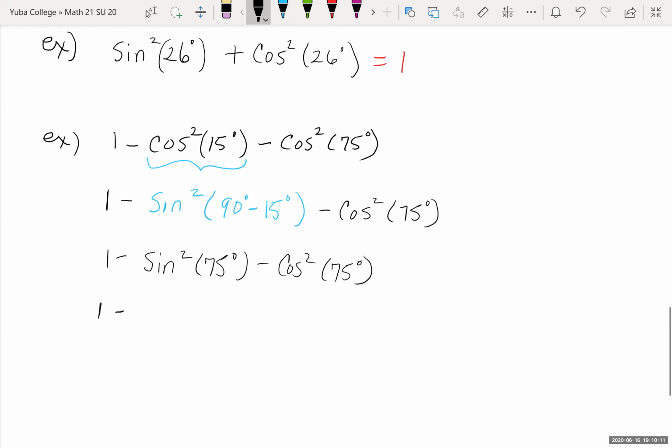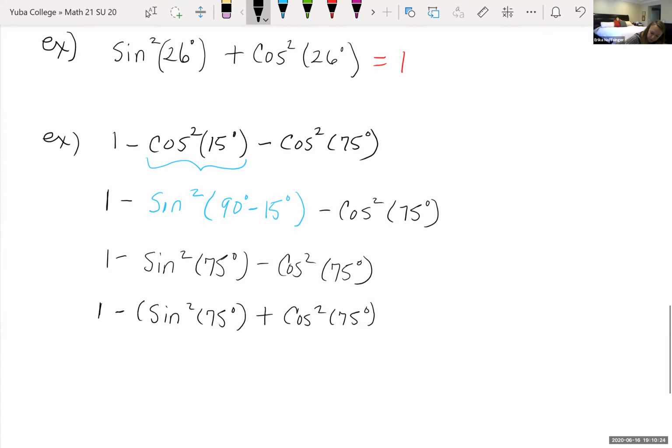So minus the quantity sine squared of 75 degrees plus, because I pulled out a negative, cosine squared of 75 degrees. So this is really 1 minus, and by the Pythagorean identity, for the same angle, sine squared of an angle plus cosine squared of the same angle is equal to 1. So 1 minus 1 is 0.